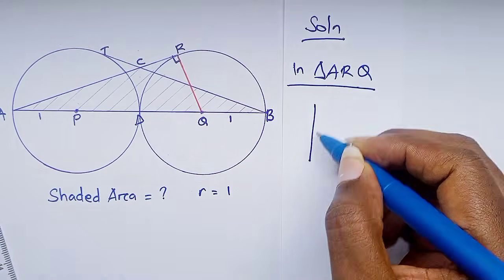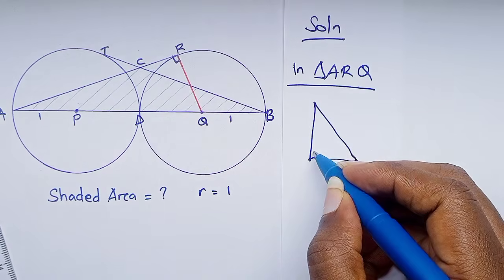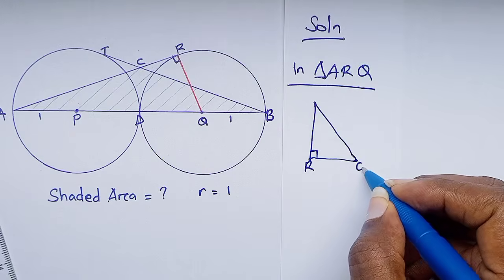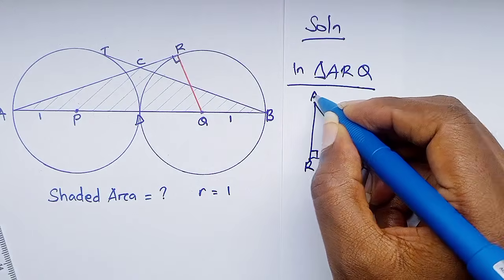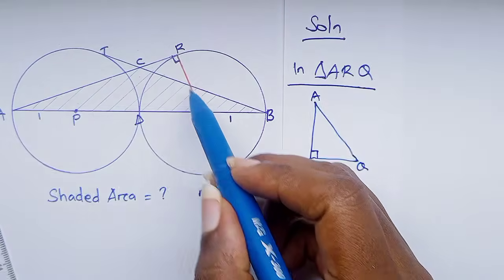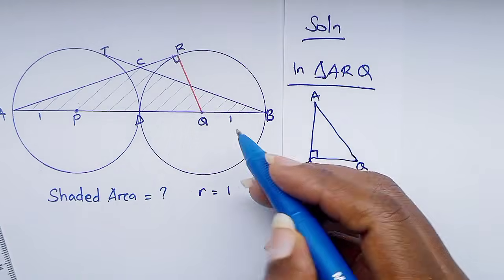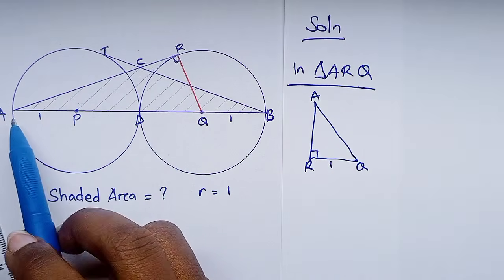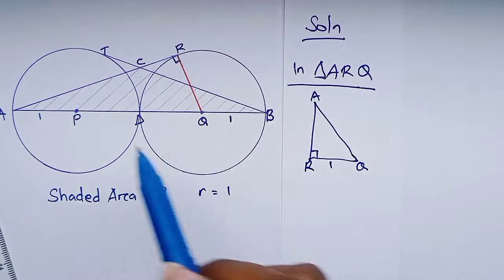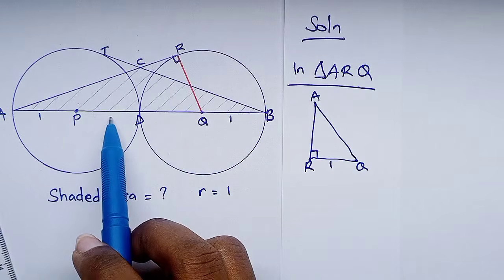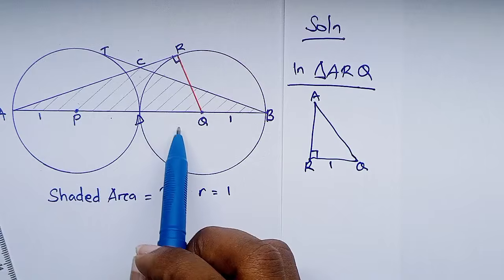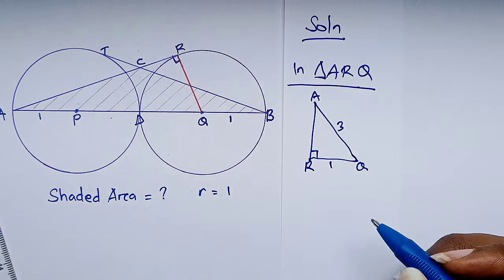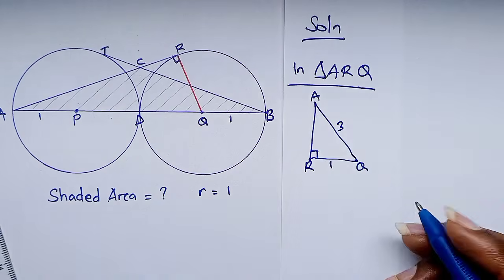If we are to draw it, we know it's a right triangle. This is R, this is Q, and this is A. Now RQ is the radius of the circle, which was given to us as 1. So this is 1. Then AQ, this is radius 1, this is 1, this is 1. So it's 1 plus 1 plus 1, which is 3. So AQ is 3. So now our task is to find AR.